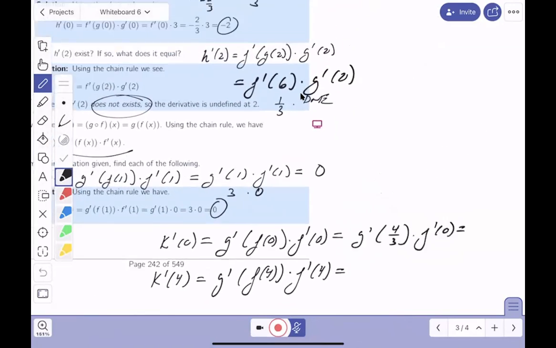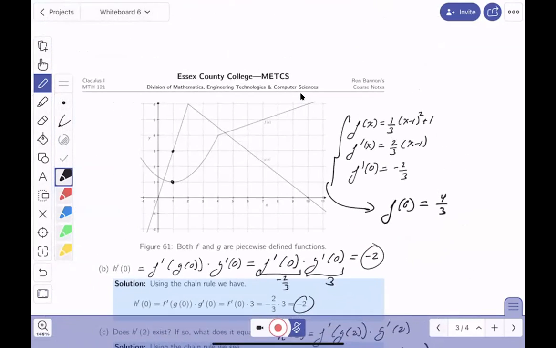All right, what's g prime of 4/3? Let's take a look. Well, 4/3, I'll point it out to you, it's over here. And g prime is still that line, isn't it? And that line, do you remember, at 6/2, which is 3. So I can write that down.